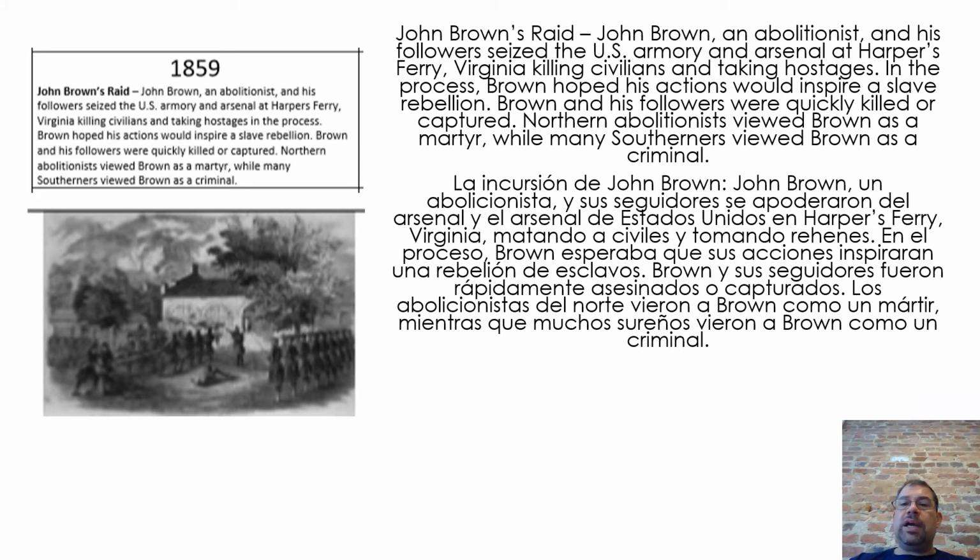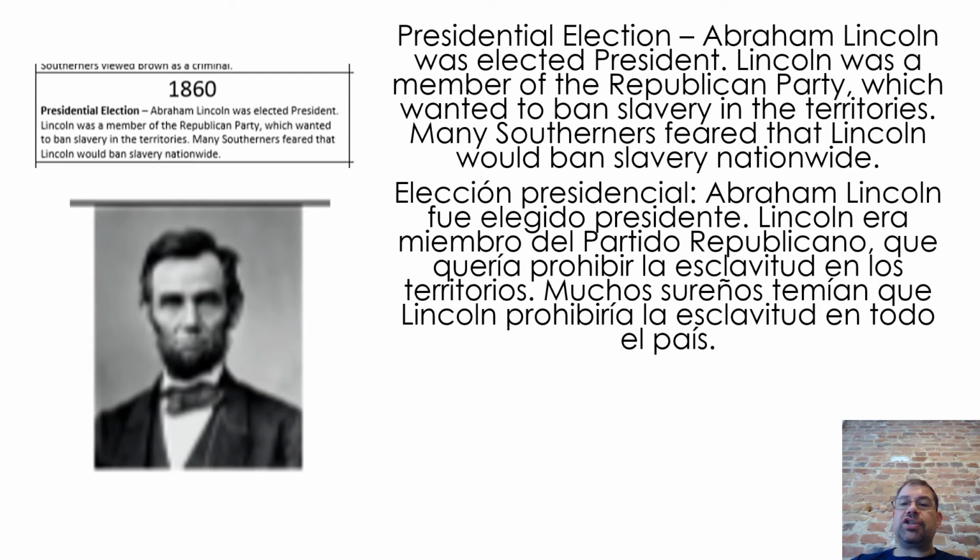John Brown's raid. John Brown, an abolitionist, and his followers seized the U.S. Armory and Arsenal at Harper's Ferry, Virginia, killing civilians and taking hostages. In the process, Brown hoped his actions would inspire a slave rebellion. Brown and his followers were quickly killed or captured. Northern abolitionists viewed Brown as a martyr, while many Southerners viewed Brown as a criminal. Presidential election. Abraham Lincoln was elected president. Lincoln was a member of the Republican Party, which wanted to ban slavery in the territories. Many Southerners feared that Lincoln would ban slavery nationwide.